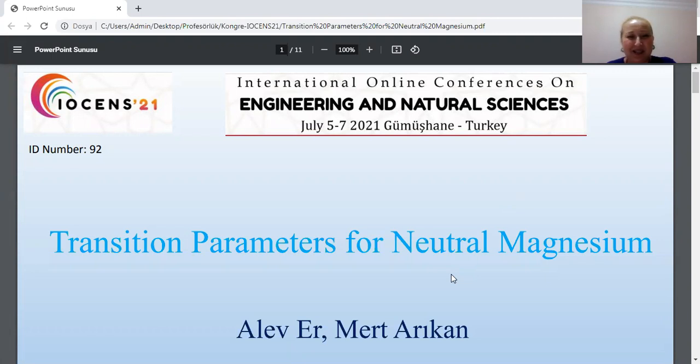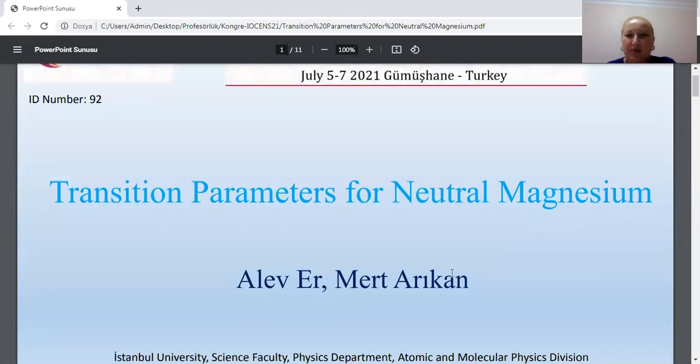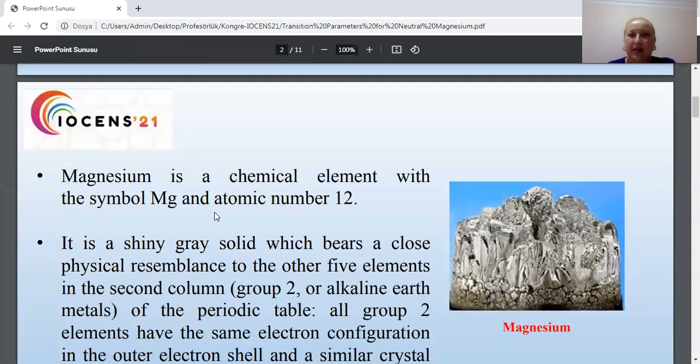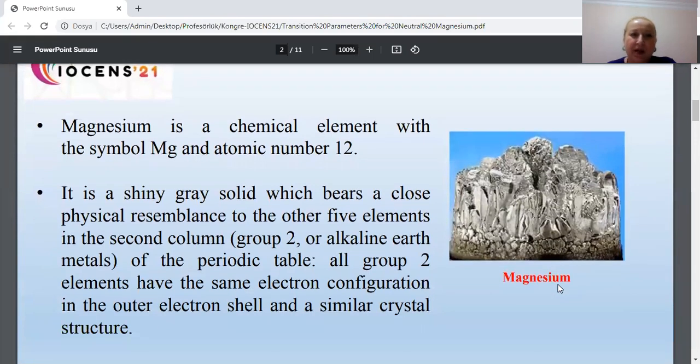This is my second talk, transition parameters for neutral magnesium. We have to think first about the magnesium element. You can see the picture of the magnesium. Magnesium is a chemical element with the symbol Mg and atomic number 12.